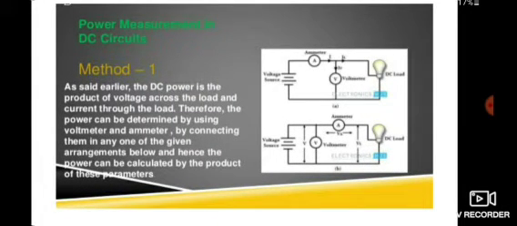Let us see the power measurement in DC circuit. Method 1. As said earlier, the DC power is the product of voltage across the load and current through the load. Therefore, the power can be determined by using voltmeter and ammeter.